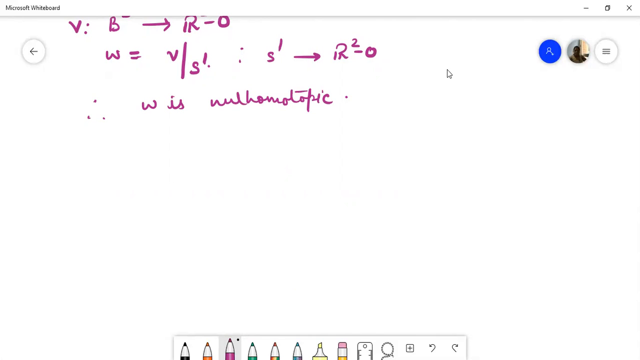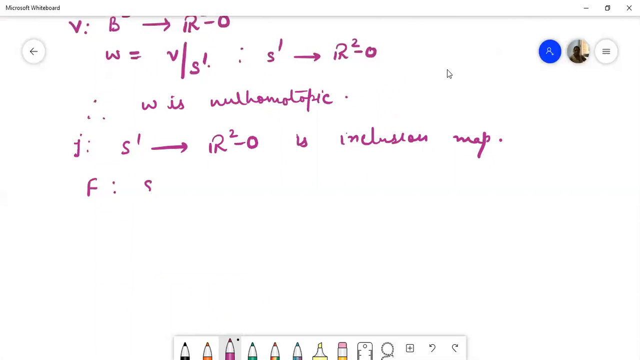Now secondly, we take J to be the inclusion map from S1 to R2 minus 0. Now we define a mapping F from S1 cross I to R2 minus 0. We have two mappings: one is W from S1 to R2 minus 0, and the other is the inclusion map J from S1 to R2 minus 0. Now we will prove that W and J are homotopic to each other, and this F is basically a homotopy between W and J.